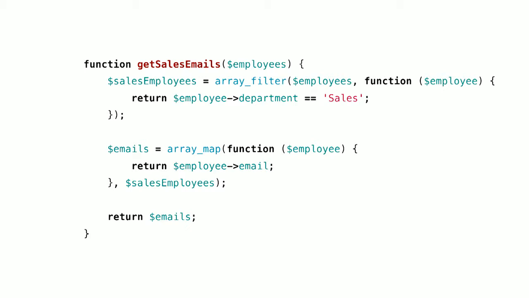So we filter out any employees that aren't in the sales department. We map those employees into their email addresses and return those email addresses. And now we have no loops or conditionals in our code, which is kind of cool.